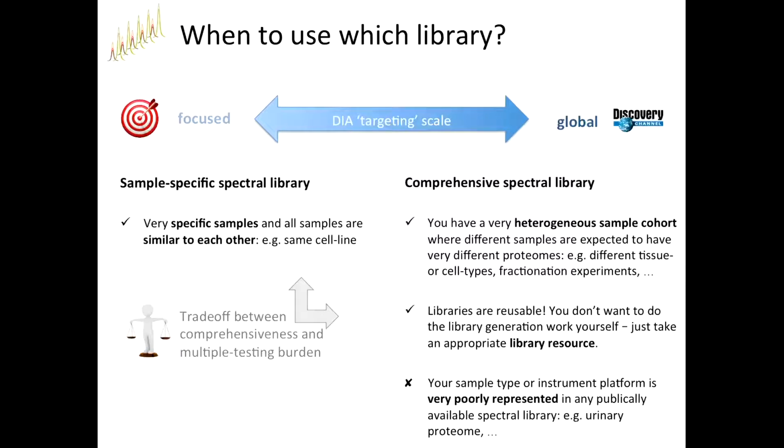The next thing is, if you don't want to go through the hassle of library generation, and you've seen that this can be quite a pain yesterday in the tutorials, and you want to use a library resource, then it's very important to see how well your sample is represented in this library, and if it's well represented, you still have to do the error control properly. And if your sample is not well represented in this library, don't use it, because you can only lose from having a too large search space with very little to actually find.